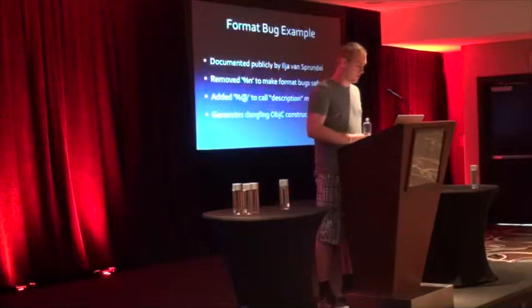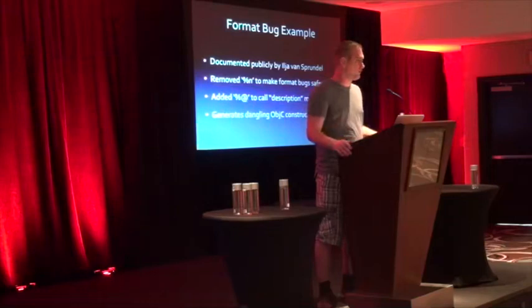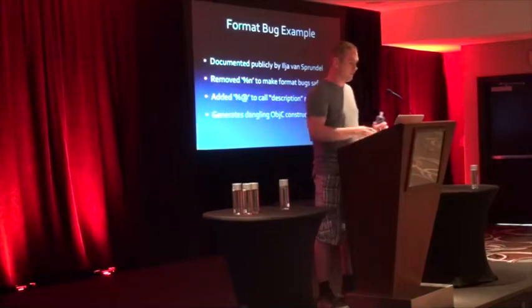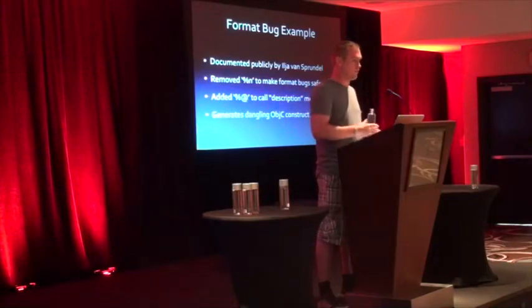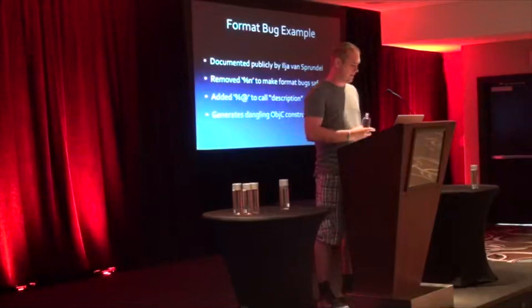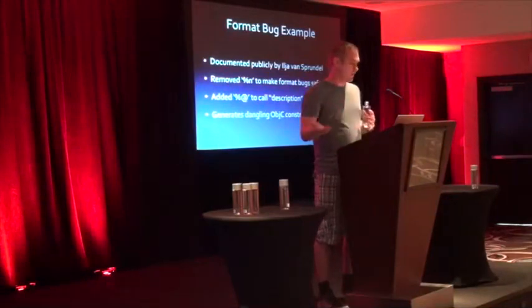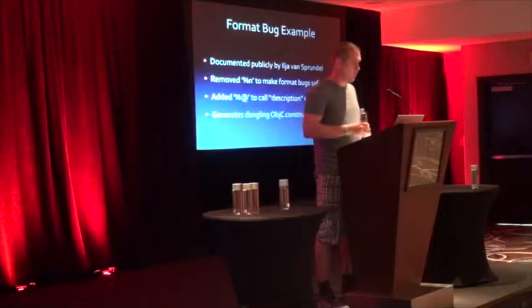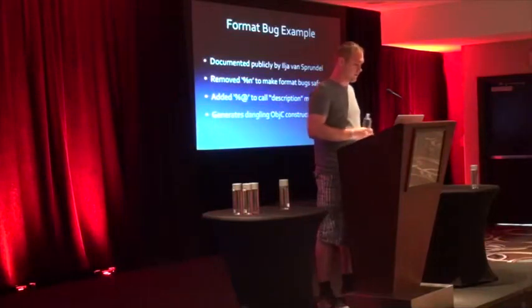I put this in here because I really like this technique, and it was documented publicly by Ilya a bunch of years ago. Apple decided to remove %n to make format string bugs safe. But after they did that, they added %@, and that means treat the value passed in at the stack as an object pointer and then call a method on it. So if you control the format string, obviously you can use %@ to generate a dangling Objective-C message send construct to wherever you want.